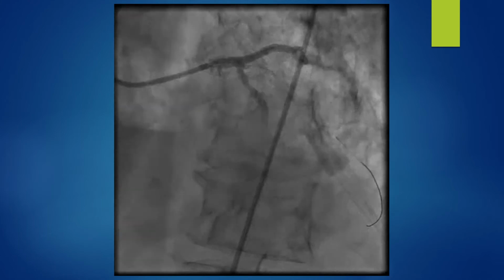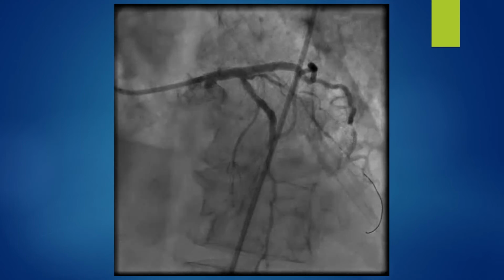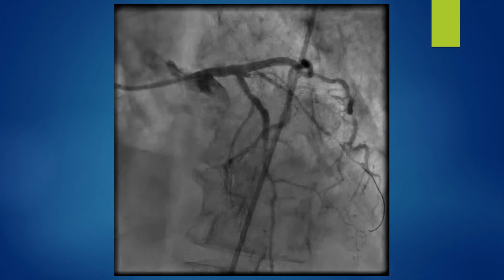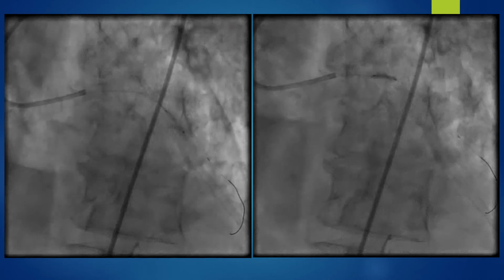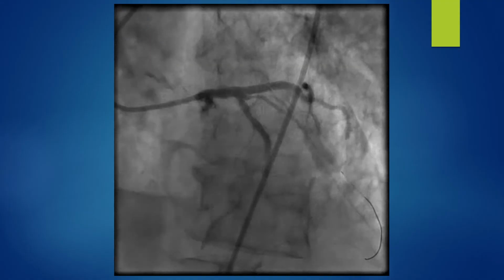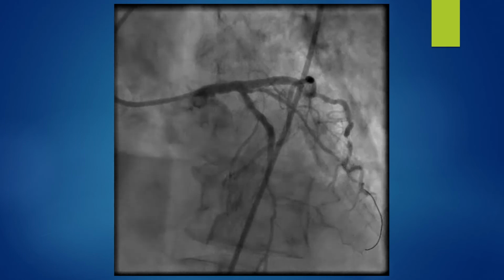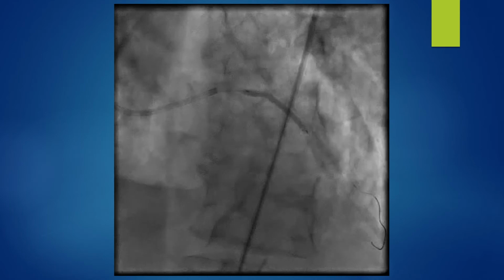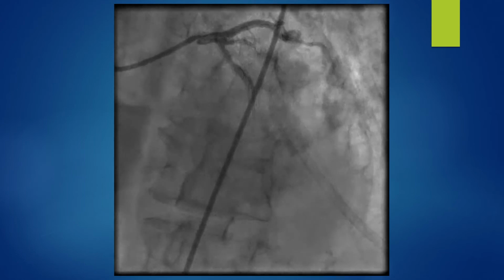Then I wired the ramus intermedius using the workhorse wire. This was a bit tricky because of the angulation of the ramus intermedius. I pre-dilated the lesion using a 2.0 by 12 millimeter compliant balloon, both distally and proximally. This is the angiogram after the balloon angioplasty. Then I deployed a 2.25 by 33 millimeter drug-eluting stent. This is the angiogram after the stent deployment.